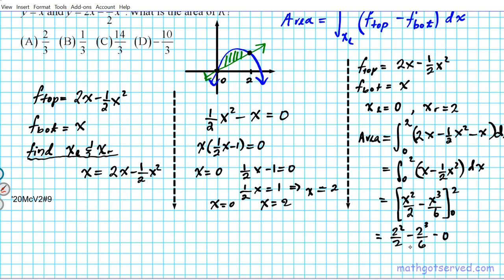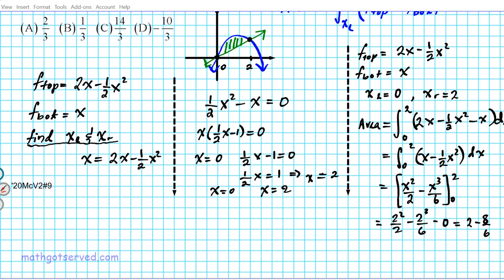How convenient. So this becomes 4 over 2, which is just 2, minus 8 over 6. Let's simplify that. When we find the LCD, multiply this by 6 top and bottom. So that becomes 12 over 6 minus 8 over 6. And then we get 4 over 6, which reduces to 2/3.